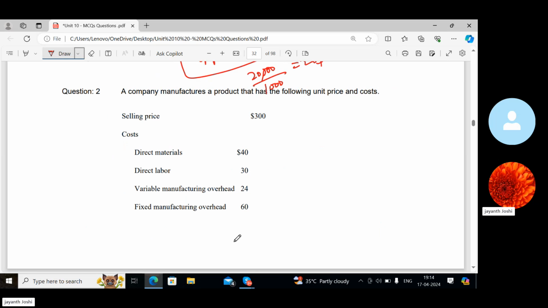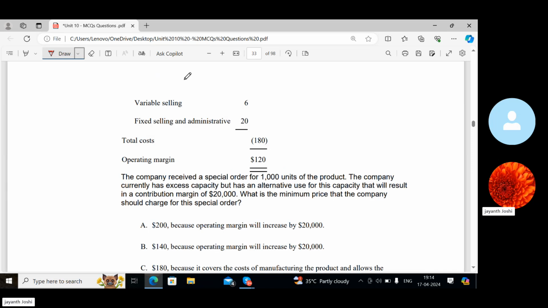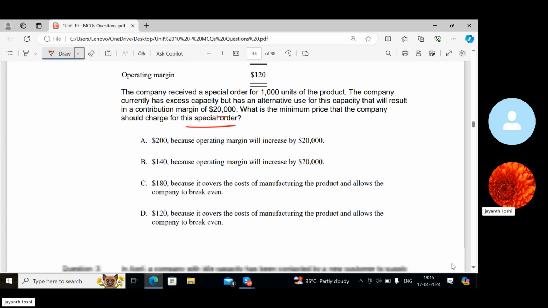Next question. A company manufactures a product that has the following unit price and cost. This is the unit price given to us, same data. The company received a special order of 1,000 units of the product. The company currently has excess capacity, but has an alternative use for this capacity that will result in this. What is the minimum price that the company should charge for this special order? What is the answer? I think we have already calculated this. Yes, 120 we got.